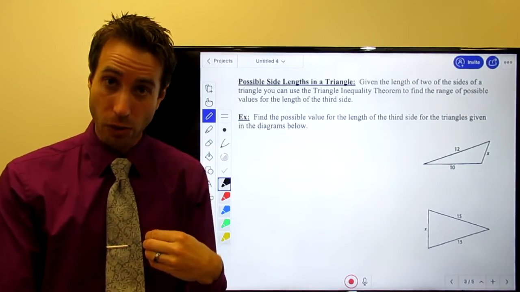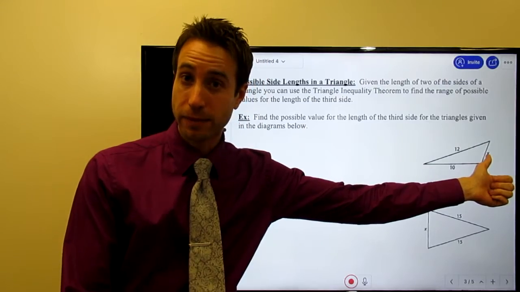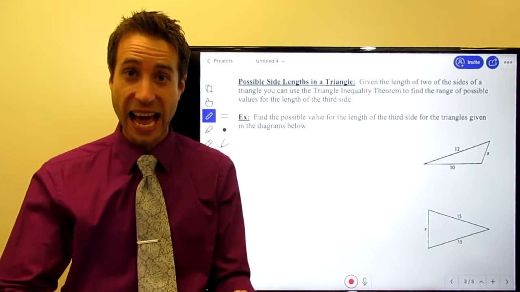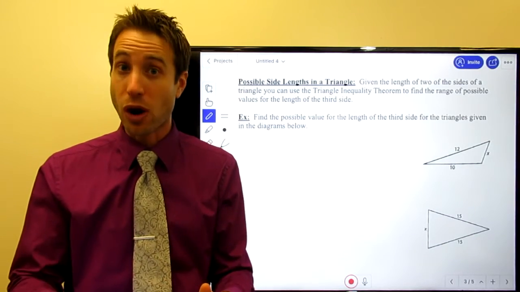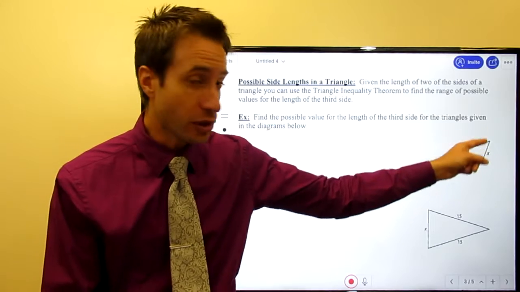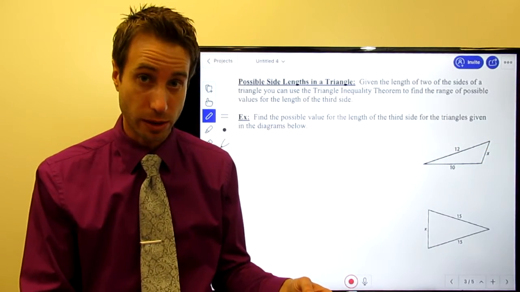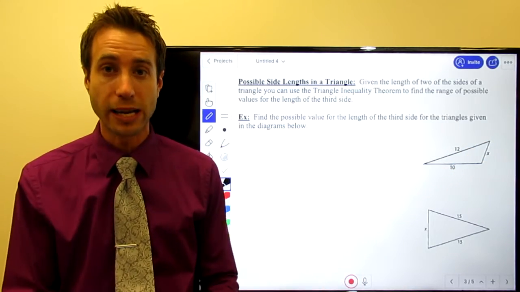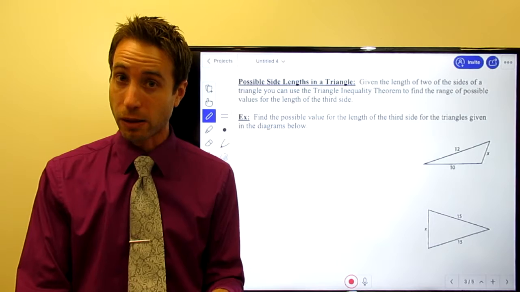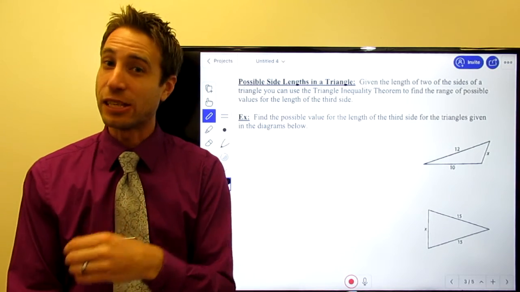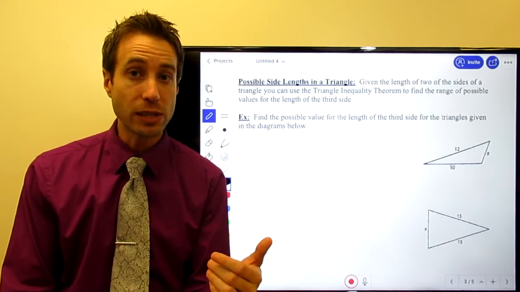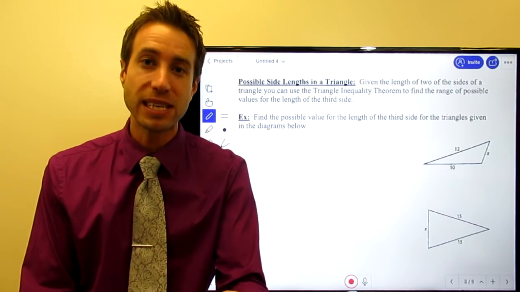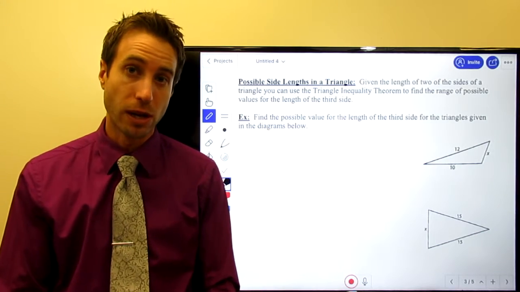I want to know, what could x be? What value could x have and it still be a triangle? Because we know there are certain side lengths that will not work. There are lengths that x can be that won't make this a triangle, and I want to know what ones will work. It turns out it's still the triangle inequalities. We do these problems the exact same way we did them on the previous page, except this time you also have a variable.